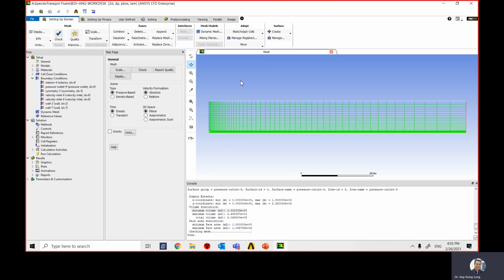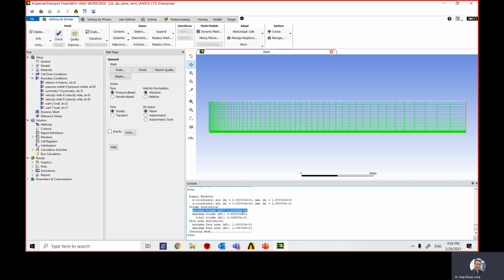Every time you scale something or you already manipulate the mesh file, either you scale it, you convert it to polyhedral, you merge it, or you separate it, or you fuse it, or you add zone to it, or you smooth or swap the mesh, remember to go and check the mesh again. So go to mesh and then check again. You will see the volume statistics here, which are important. Go and check the minimum volume, make sure it is a positive value.